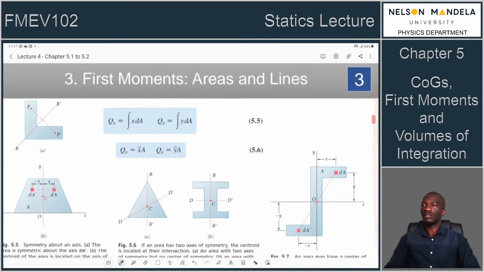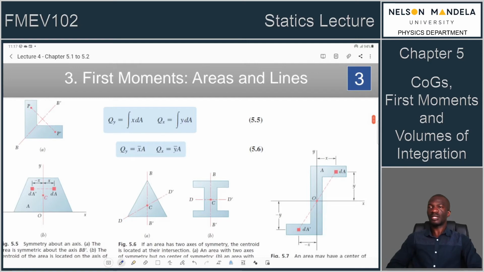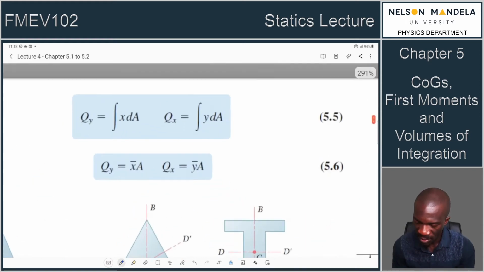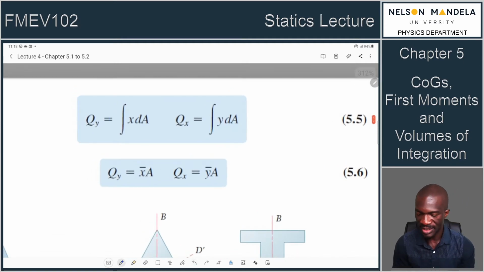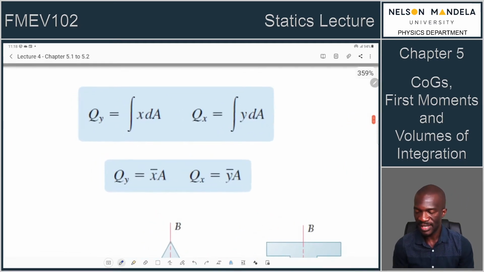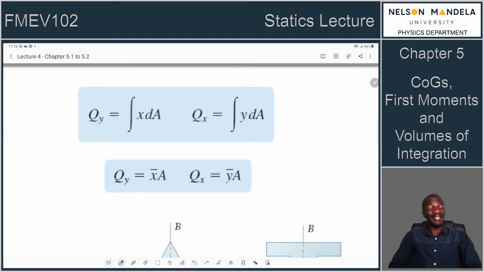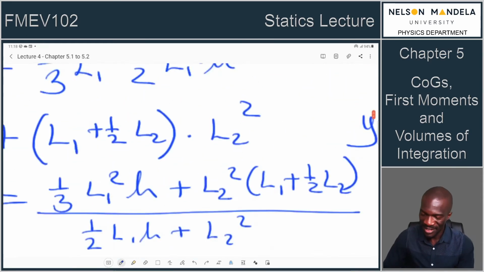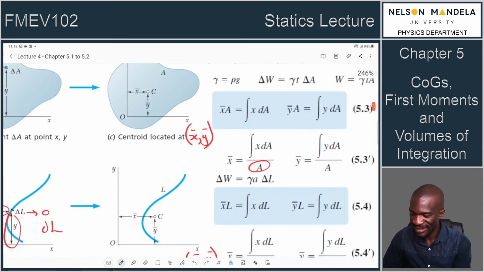Now, if you want to tackle the third concept, you're looking at the definition of something called a first moment. So, first moments of areas and lines. By definition, a first moment is defined using the symbol Q, and this first moment is simply equal to the calculated integral of x dA. That integral, if you remember, is actually that moment of an area which we calculated earlier. Look at this equation. It's exactly the same, right?